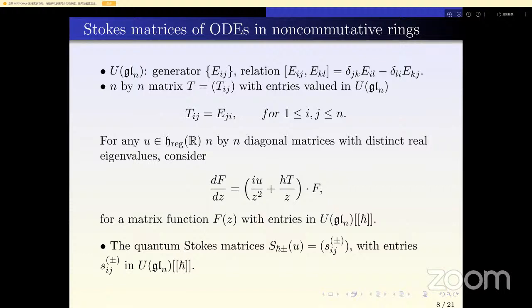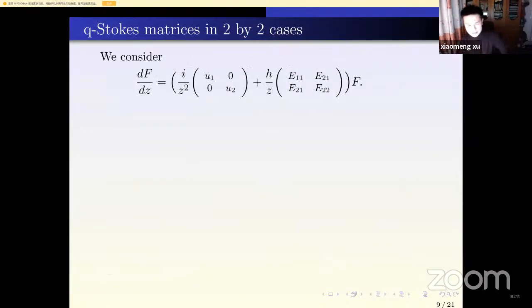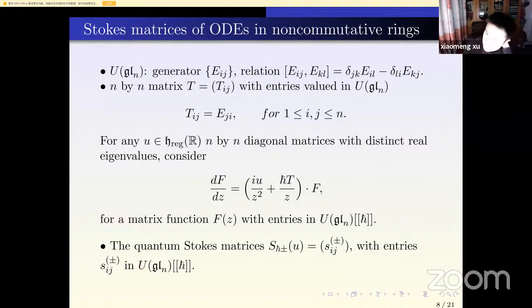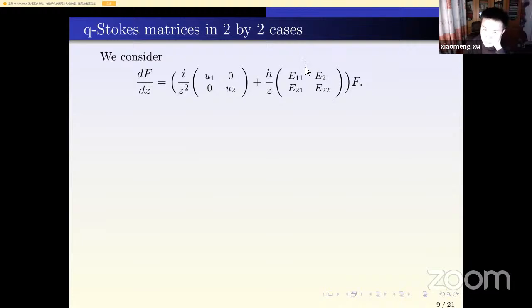Yeah, the next slide is going to give a 2x2 example where you can see more details. So let's see how to solve such a system in the n equals two case. In such a case, our system takes the following form, where this 2x2 matrix has entries E11, E21. Sorry, this one should be E12. So this is E21, E12, and E22. Recall that F is a 2x2 matrix whose entries are in UGO2.